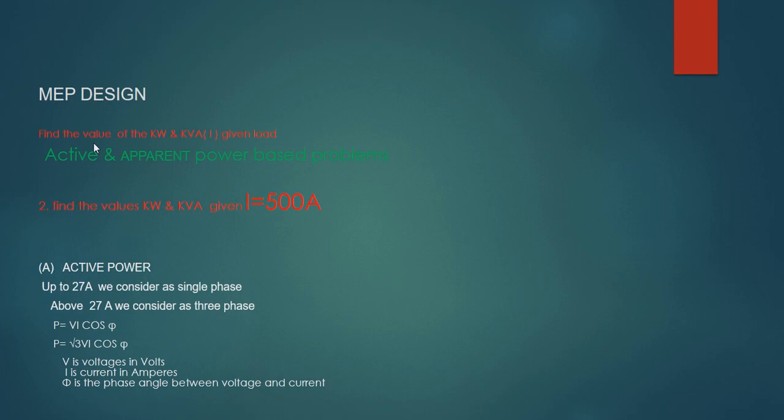Now next one is to find the values of kilowatts and kVA for the given load. I equals 500 amperes. We have already discussed that above 27 amperes we consider three phase. The three phase formula is P equals root 3 VI cos phi. This is the one: root 3 VI cos phi.